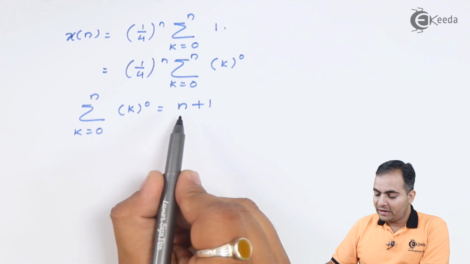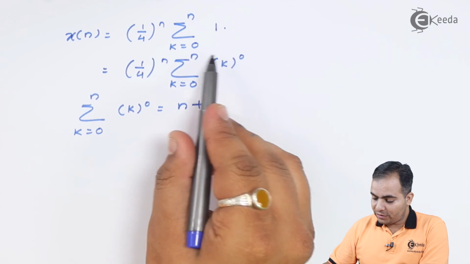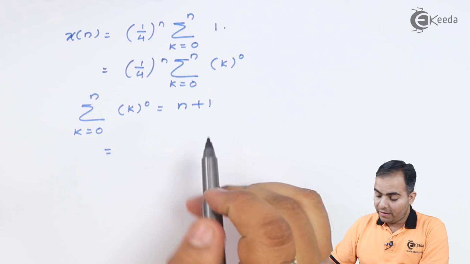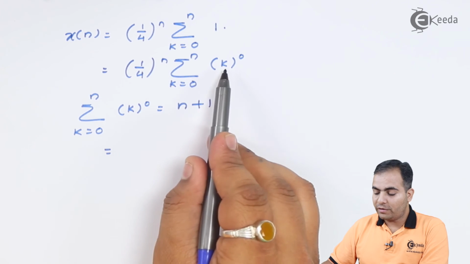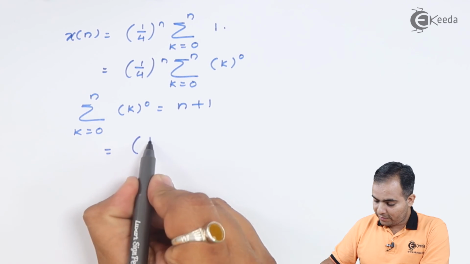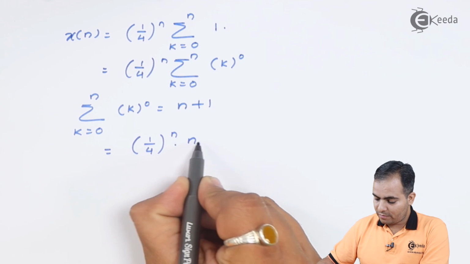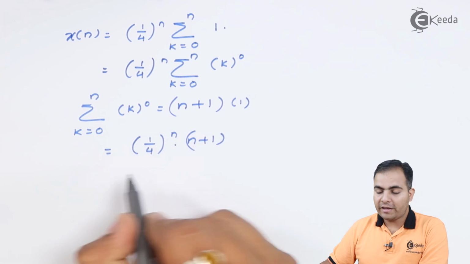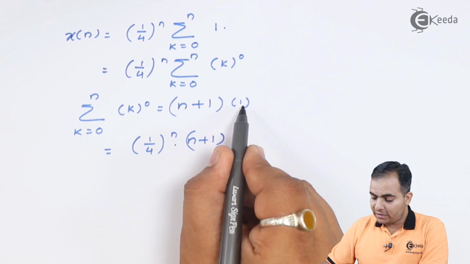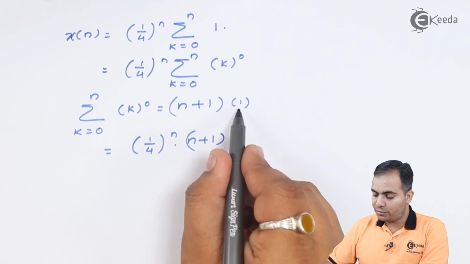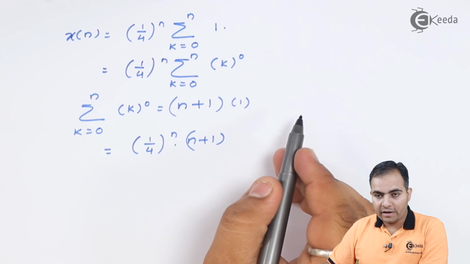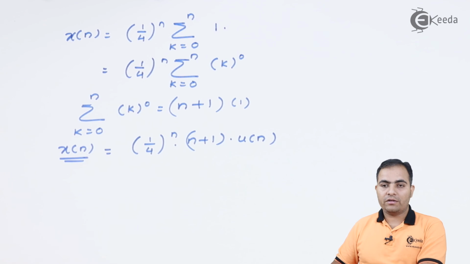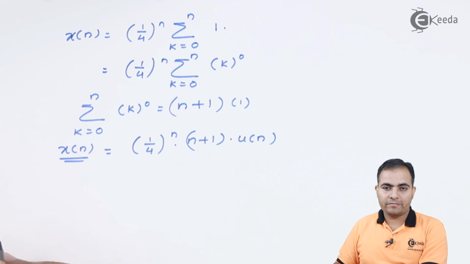Now I'm going to substitute this whole summation of k to the power 0 from 0 to n by n plus 1. So what do you get? This n plus 1 is multiplied by 1, which is nothing but the value of u of n, because u of n has amplitude 1 till infinity. So we multiply it by u of n, and this is nothing but my result, the inverse Z transform of X of z. So this is our result.